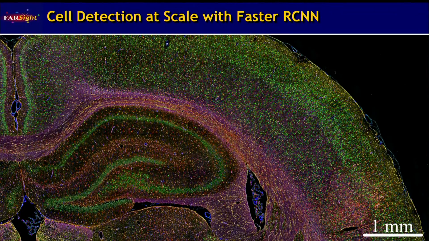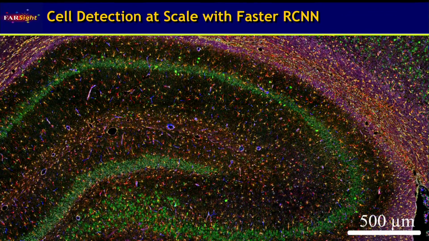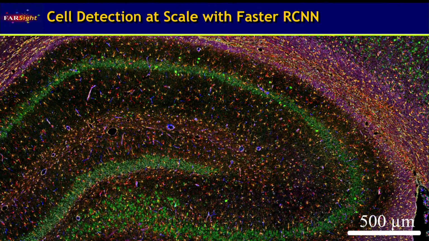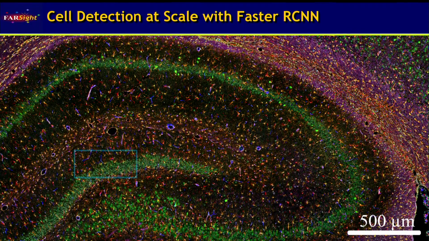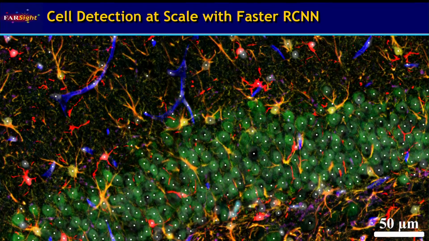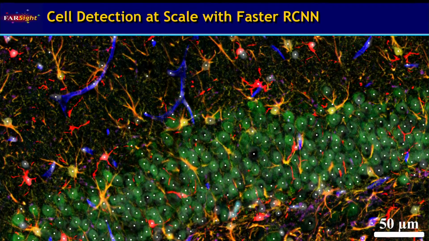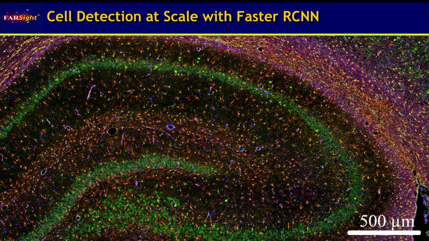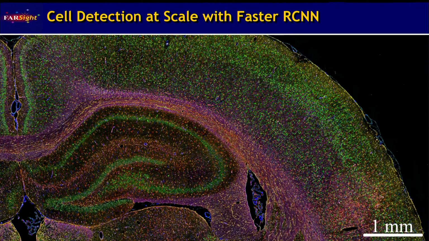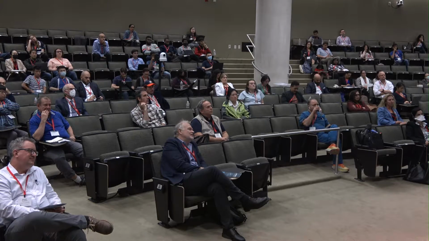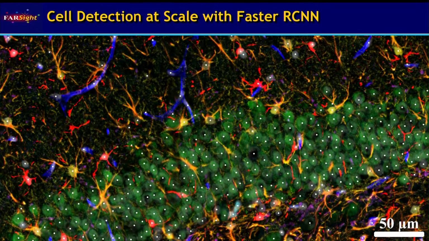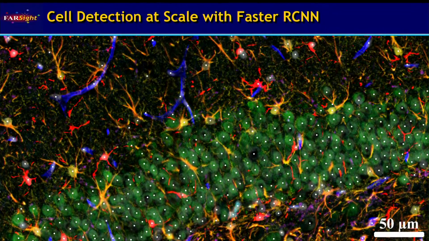I'm just zooming into the result of cell detection. I know you can't see it yet, right? Let me zoom in further, right? Now you see these little dots here? They're the results of cell detections. So if you zoom back, you'll see that we've been able to do cell detection on a very large scale, right? With accuracies in the high 90s, right?